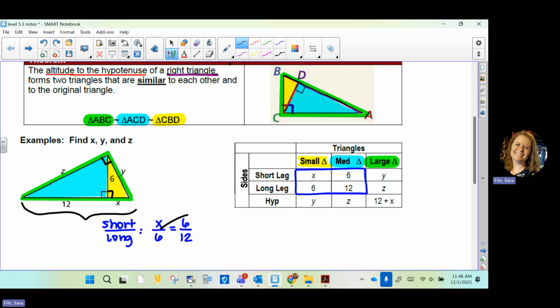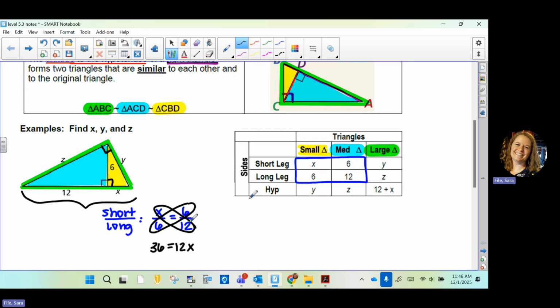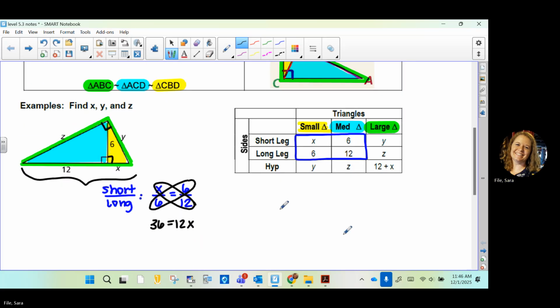So when I cross multiply here, I get 6 times 6 is 36. And 12 times x would just be 12x. If I'm trying to solve for x, how would I get rid of that 12? I would divide it out. It's 12 times x. The opposite of times is divide. So I get x is 3. So that means that this little piece here is 3. So I'm going to put x is 3, and I'm going to put that in my picture. That's a 3. So now do I know that total length of that green hypotenuse? What's 12 plus 3?